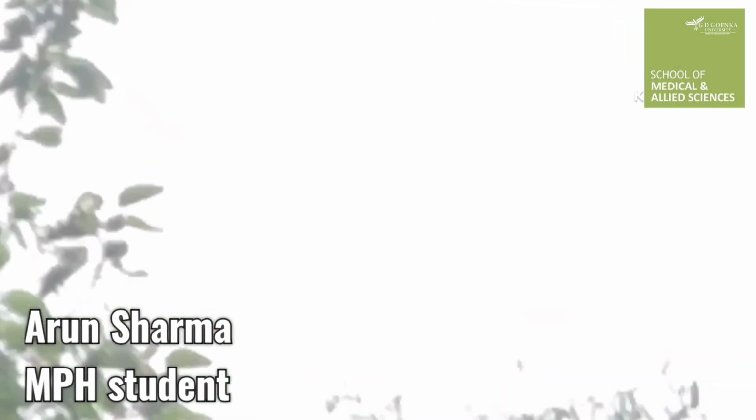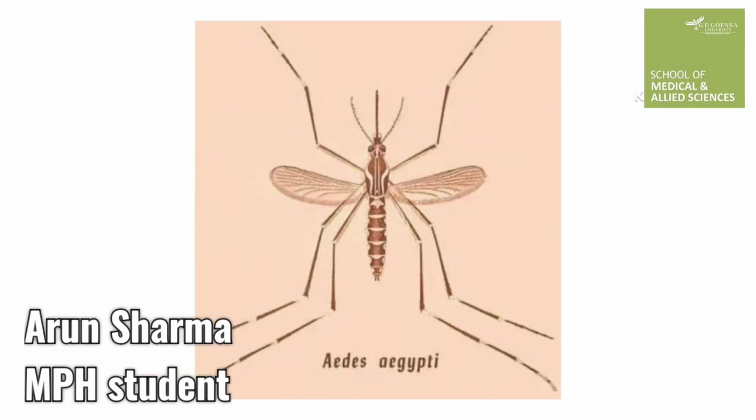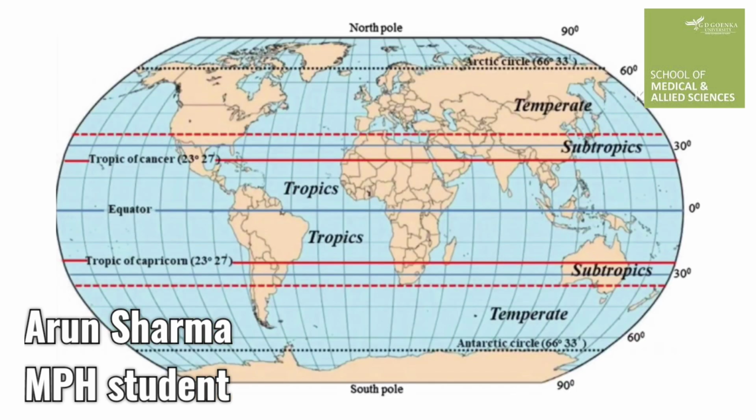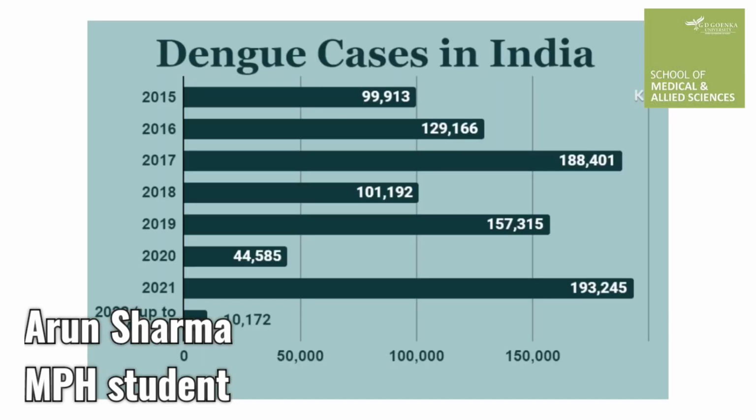So before we delve into prevention, let's understand what dengue fever is. So dengue fever is a mosquito-borne viral infection that is primarily transmitted by Aedes mosquitoes, particularly the Aedes aegypti species. These mosquitoes are often found in tropical and subtropical regions, but they can also be present in urban areas. Dengue is a significant public health concern with millions of cases reported each year.